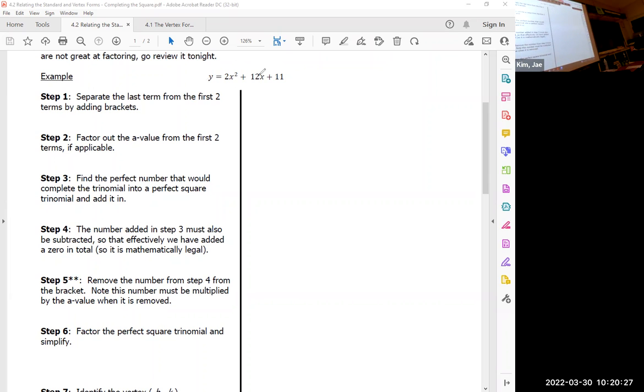Step 1, take your polynomial and group the first two terms together. I'm going to put the first two inside a bracket and leave this third term, this constant term, off on the side. It looks like this. I want you to write y is equal to big bracket plus 11. Group the first two together. If you want to use highlighters, I invite you to do so. Your bracket's going to look like 2x squared plus 12x, just to show you where all the numbers are going.